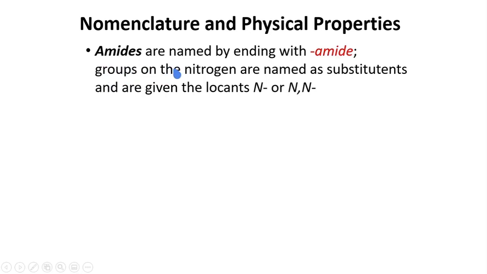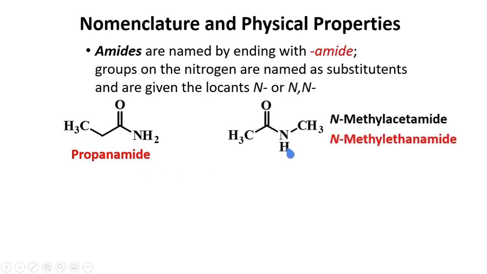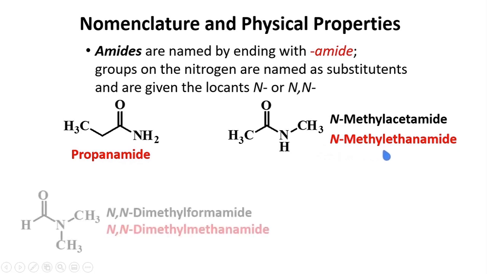Amides are named by ending with amide. Groups on nitrogen are named as substituents and are given the locants N or N,N. Thus, this is named propanamide. It contains 3 carbons and an amino group attached to the carbonyl. This is a methyl group attached to the nitrogen. We call it N-methylacetamide, or under IUPAC, we name it as N-methylethanamide.